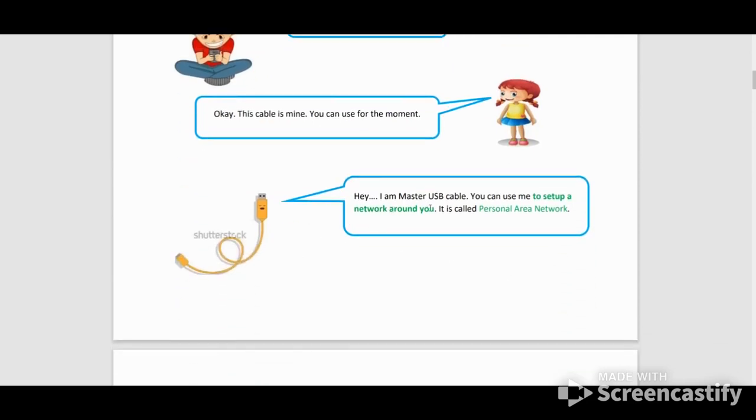Hey, I'm the master USB cable. You can use me to set up a network around you. It is called a Personal Area Network.